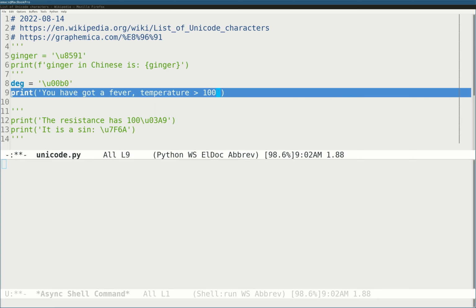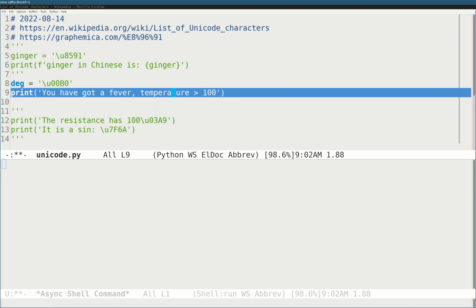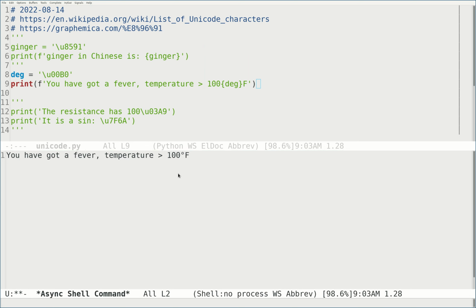This one can be uppercase, no problem, but not for the U. So you got a 100 degree. Gotta get a degree here. C. No, not C. F. Okay, degree F. And then put an F here. So you have got a fever temperature, it's about 100 degree F.